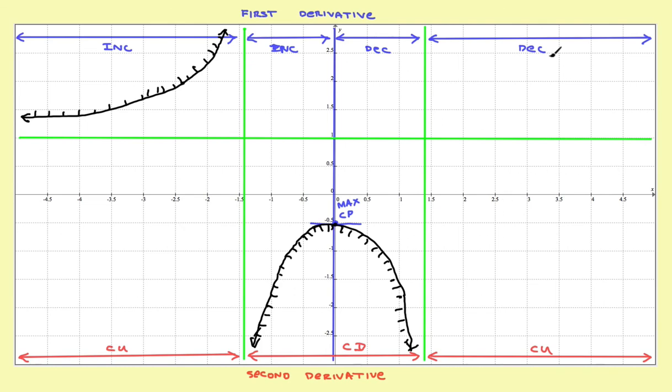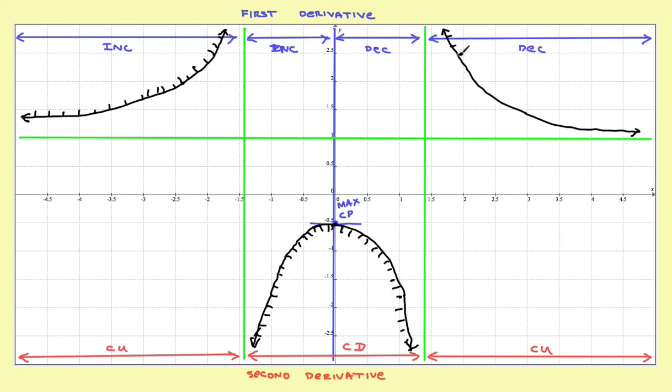So the only way it can satisfy the requirements to be decreasing, concave up, and approach this asymptote is if it looks something like this. It's going to start from here, and it has to wind up looking something kind of like that right there. So it's got to be decreasing and concave up.